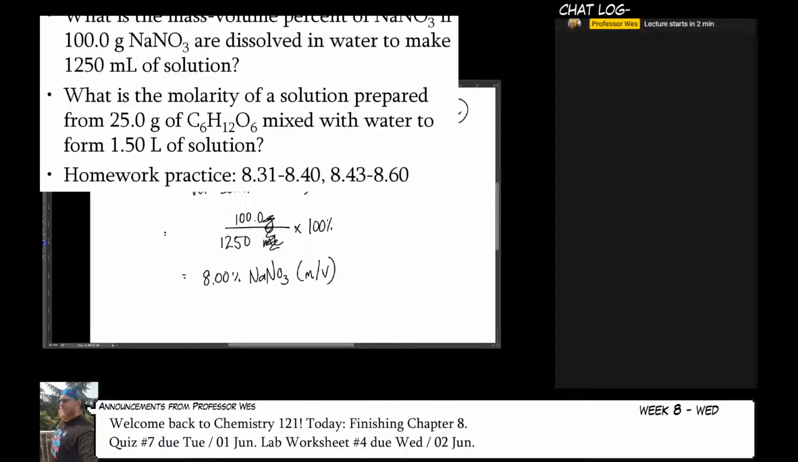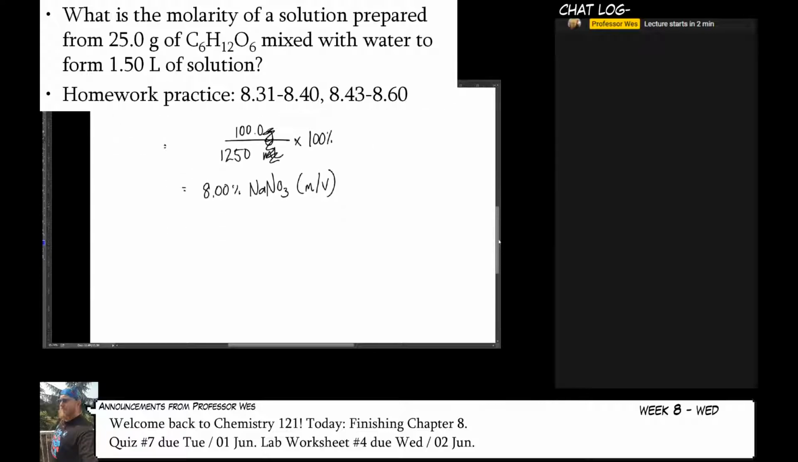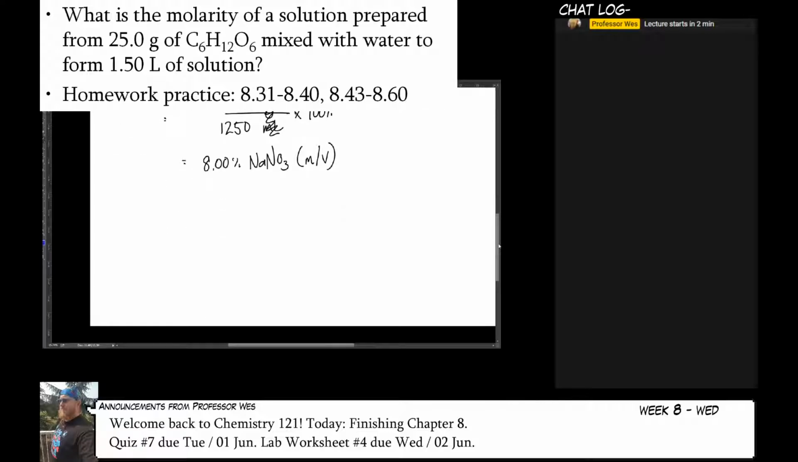And I'll just leave that as homework practice there. That's fine. All right. Finally, what is the molarity of solution prepared from 25 grams of sugar? This is glucose. Mixed with water to form 1.50 liters of solution. This could be for like therapy or something.